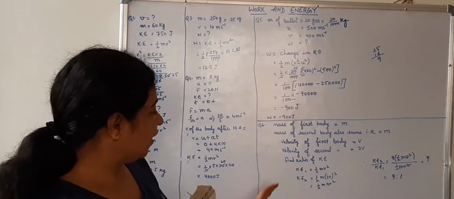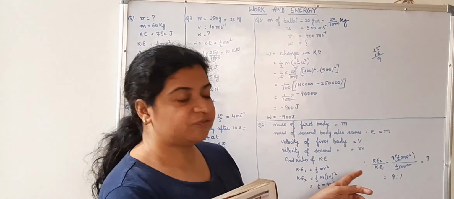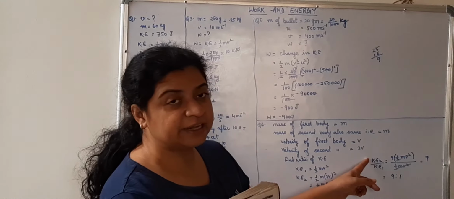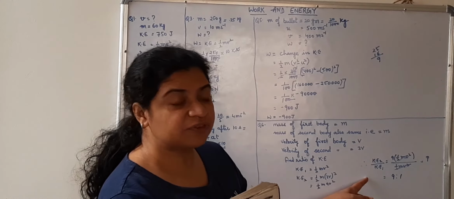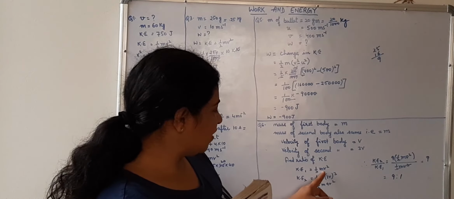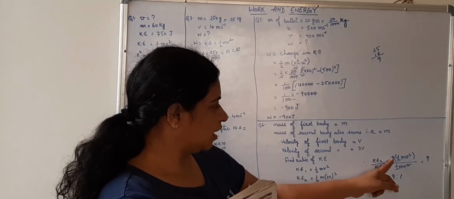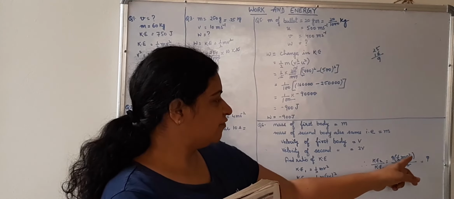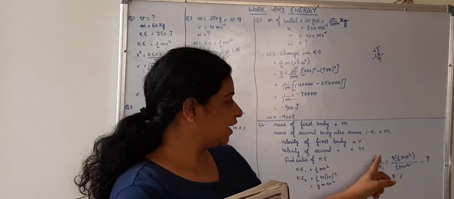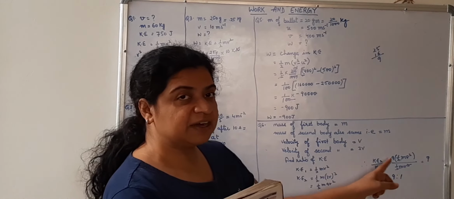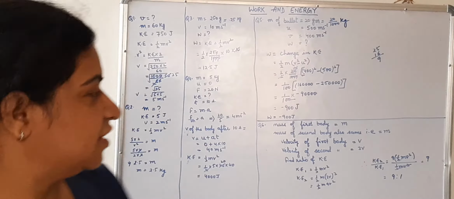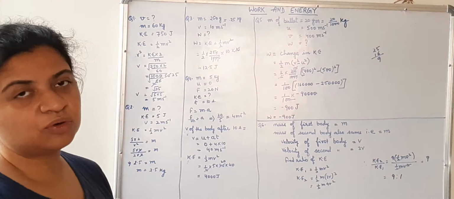So let's find the ratio of the second to the first. KE2 upon KE1, that is the ratio of the kinetic energy of the second body to the kinetic energy of the first body. I have taken 9 common, and the rest will be half mv square. Half mv square will cancel, so that is equal to 9. KE2 upon KE1 is equal to 9, that is, I got the ratio 9:1. This is how we solve numericals related to kinetic energy.